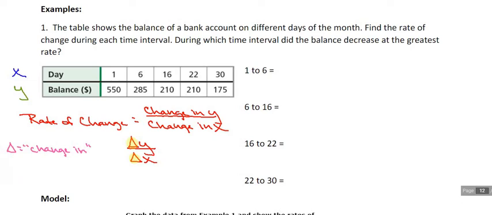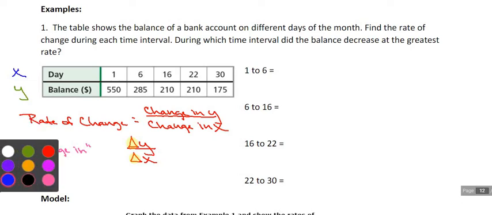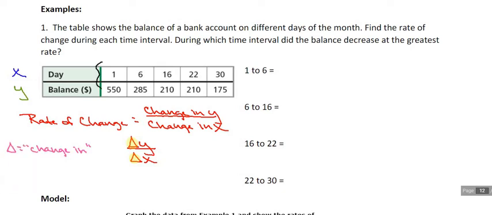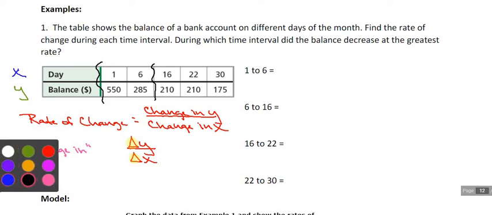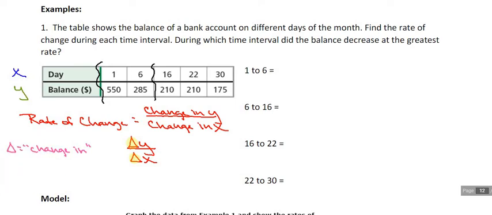All right, so for our first interval, from day 1 to 6, I look at these ordered pairs. My change in y needs to deal with my y values. So I went from 550 to 285. When I do right versus left, second one minus the first one, 285 minus 550 gives me negative 265 for my change in y. So yes, we went down $265.